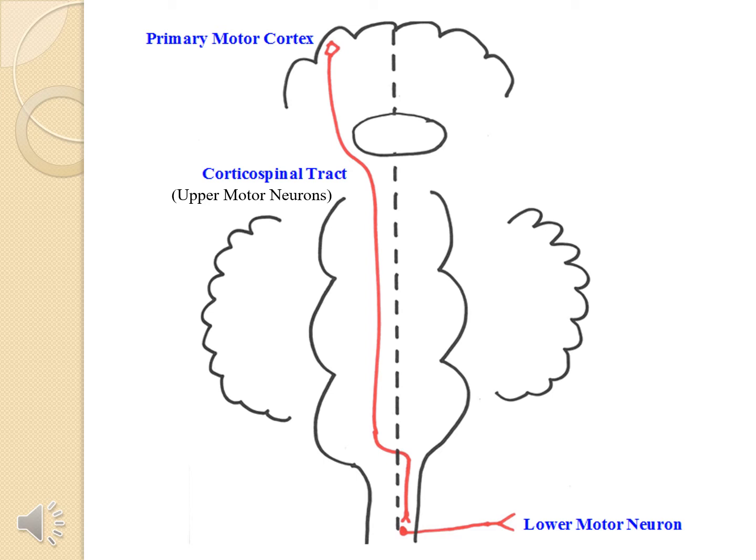Note that this pathway primarily crosses over the midline at the level of the medulla, emphasizing the importance of the right cerebral hemisphere in controlling movement on the left side of the body, and the left cerebral hemisphere controlling movement on the right side of the body. Therefore, motor influence of the cerebral hemispheres is primarily contralateral, or opposite side.